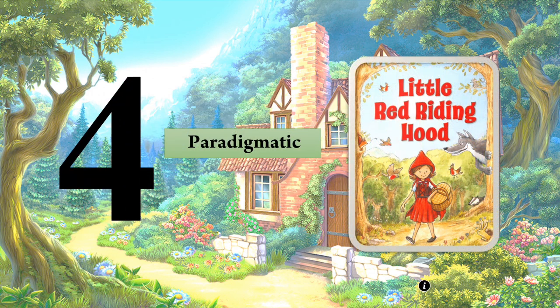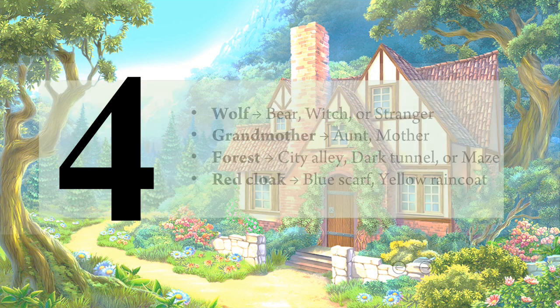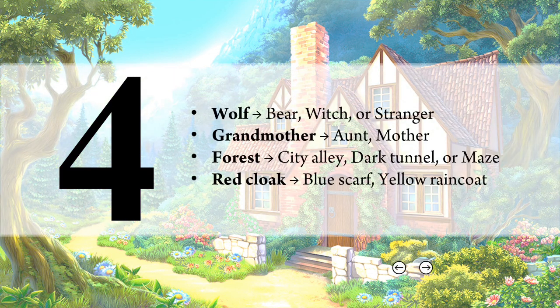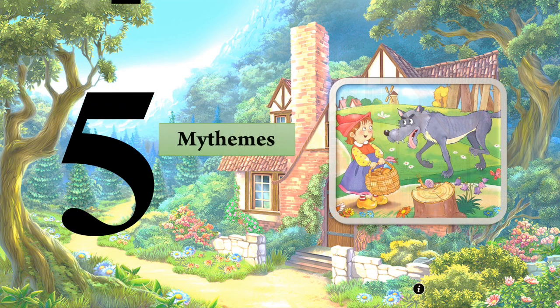Next is the paradigmatic. Structuralism also examines how elements can be swapped. The wolf could be a bear, witch, or any dangerous stranger. The grandmother could be replaced by a mother or aunt. The forest could become a city alley or dark tunnel. The red cloak could be a blue scarf or yellow raincoat. These substitutions don't change the underlying structure.